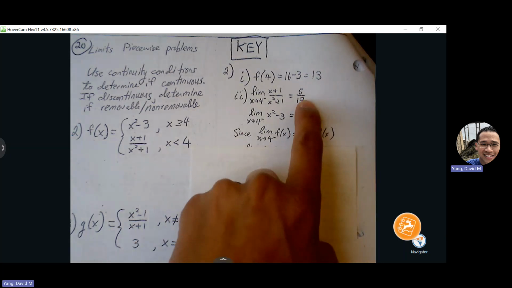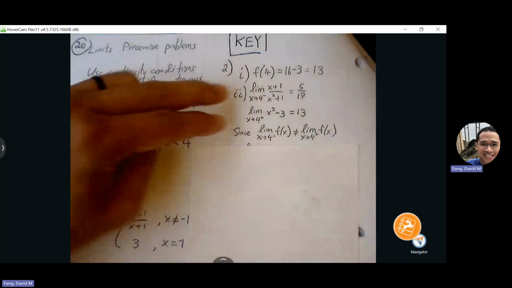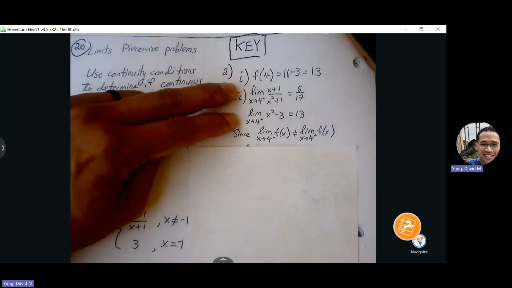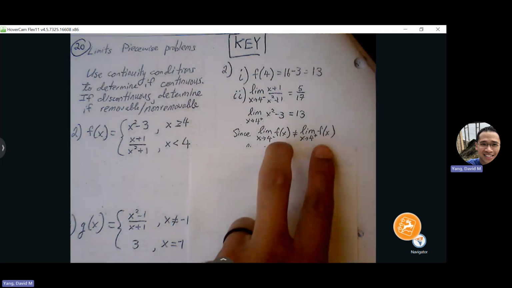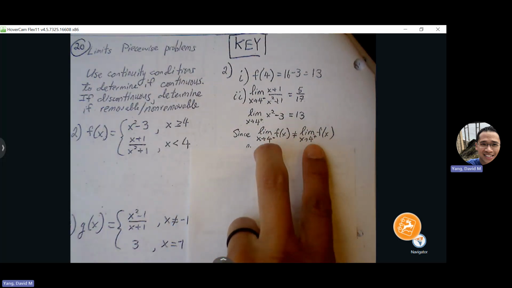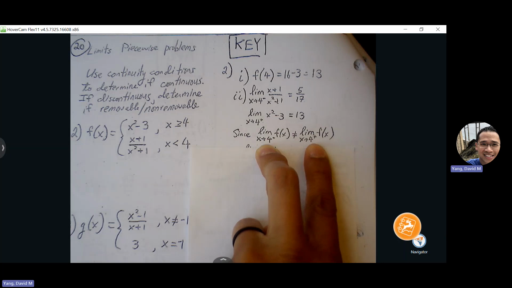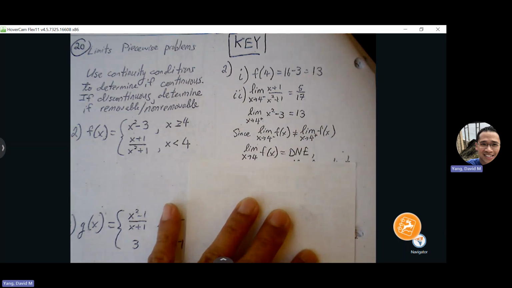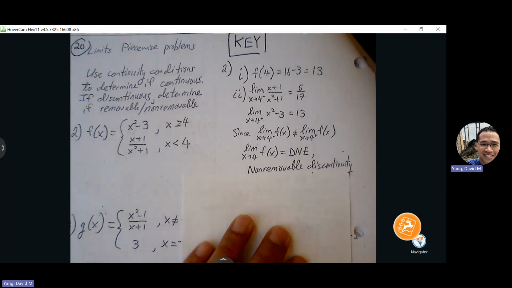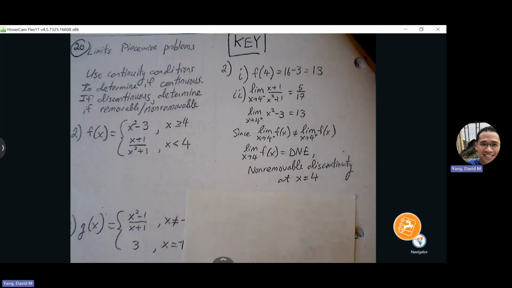Indicate, instead of saying 5 or 17 does not equal 13, we're going to say that these are not equal to each other. But you don't have to write the expression again. You can just reference them as f of x. But indicate that the one-sided limits are not in agreement. Therefore, the full limit doesn't exist. And we know there must be a non-removable discontinuity at x equals 1.